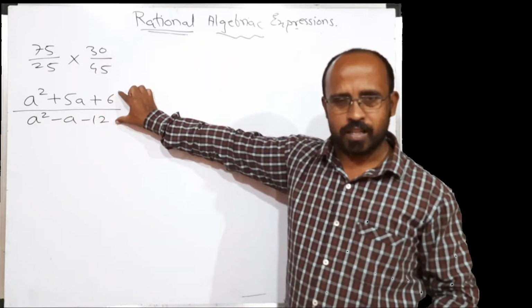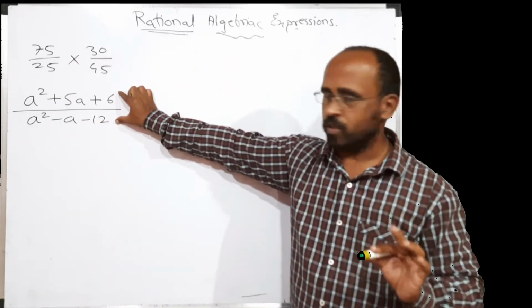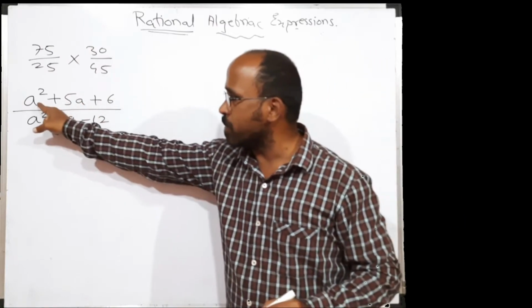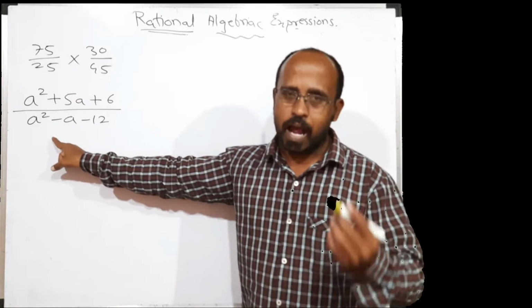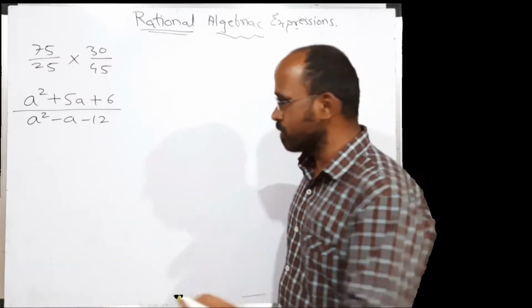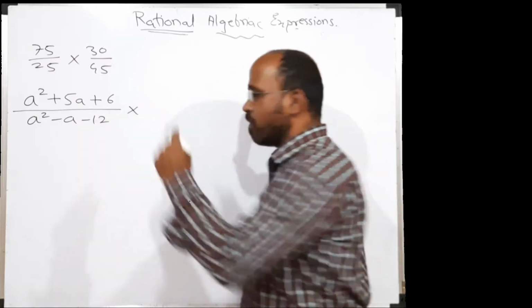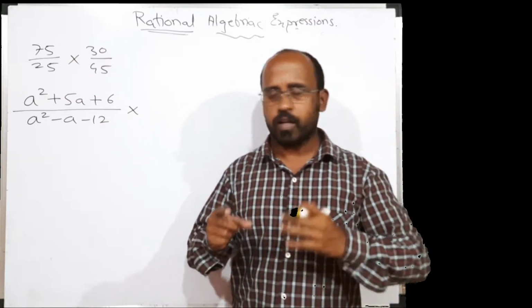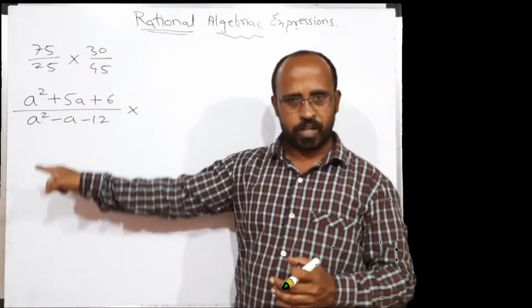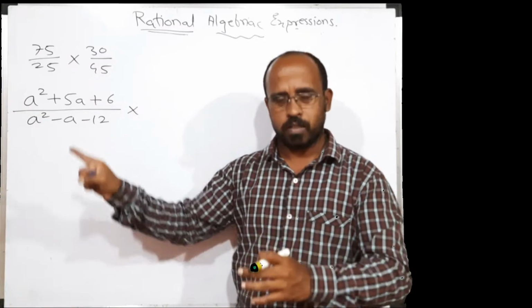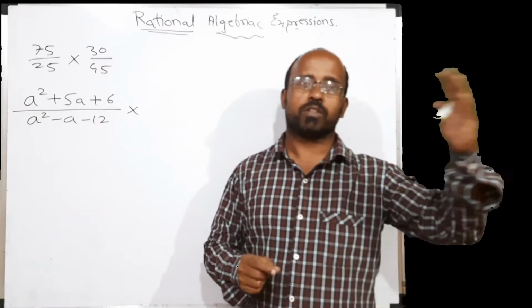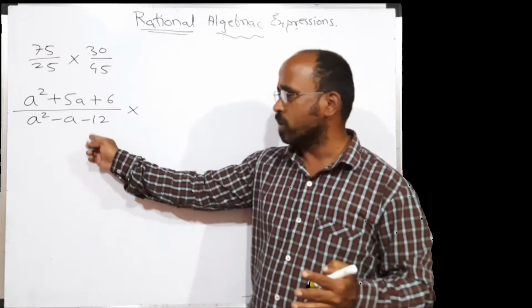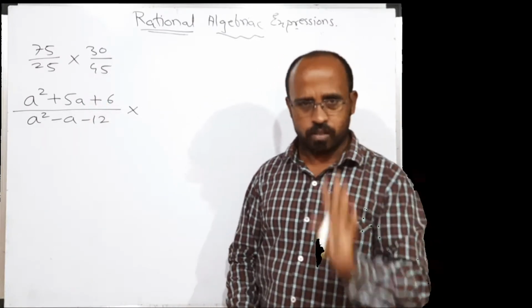This is a rational algebraic expression because there is an algebraic expression at the numerator. There is one algebraic expression at the denominator, right? And we are performing some operations on them. For example, we are multiplying this first fraction or first rational number. Yes, ultimately it results in one number. As you go to a higher standard, you will come to know it results in one rational number.